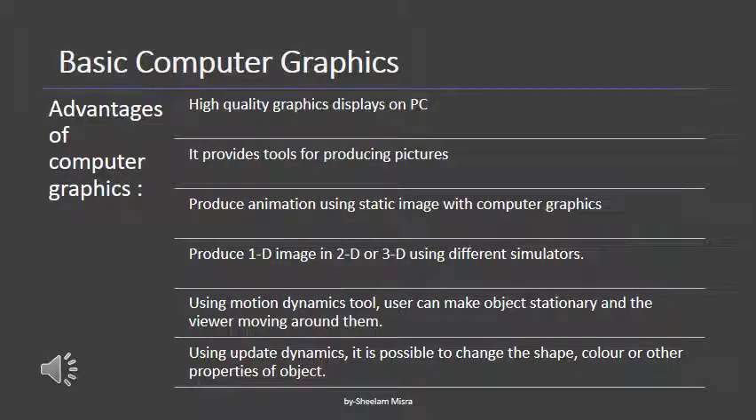So what are the advantages of computer graphics? High quality graphics display on PC. It provides tools for producing pictures, produces animation using static images, and produces one-dimensional images in two-dimensional or in three-dimensional form using different simulators. Using motion dynamics, the user can make objects stationary or the viewer moving around them. Using update dynamics, it is possible to change the shape, color or other properties of the object.